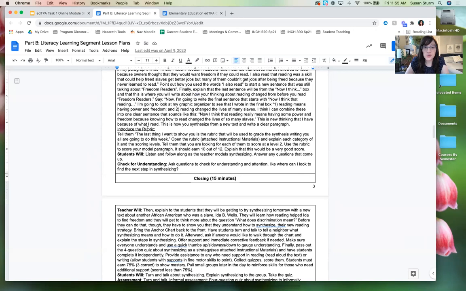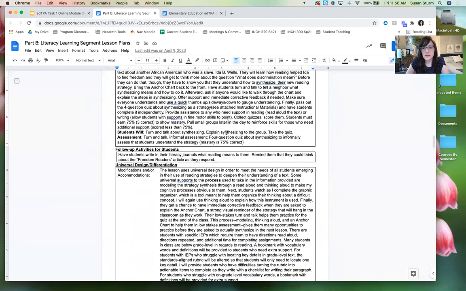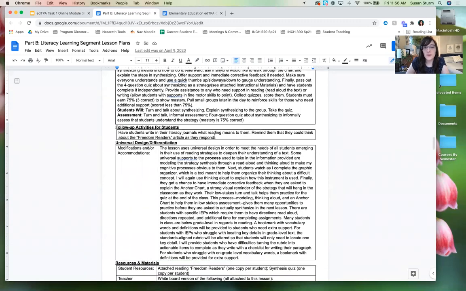Okay, and then she's introducing the rubric. She's not grading them with the rubric, but she's going to grade herself with the rubric, explain that they get to synthesize tomorrow, provide assistance on an exit ticket quiz if needed. So you can see she's got the full arc, lots of good details, lots of good descriptions going on. Follow-up activity, they're going to journal later to respond to that Freedom Writers article.